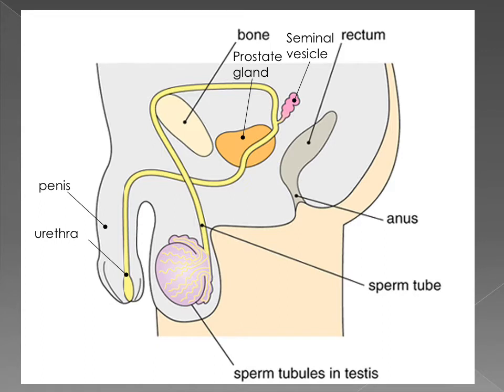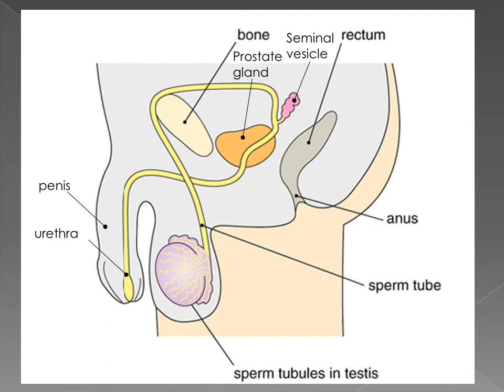Now we're going to look at the male reproductive system. This is a side view of the male reproductive system. We will start where everything starts. We will start with the sperm tubule in the testis. It is where the sperms are made. So, this is a factory for making sperms.